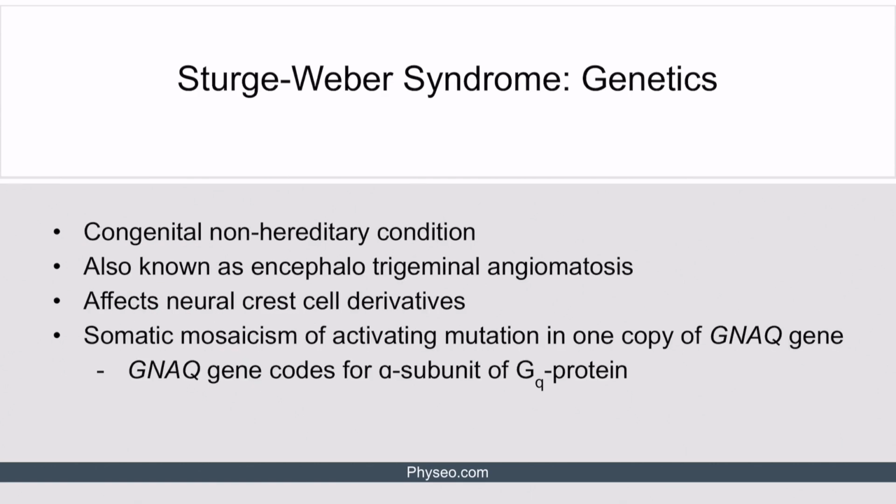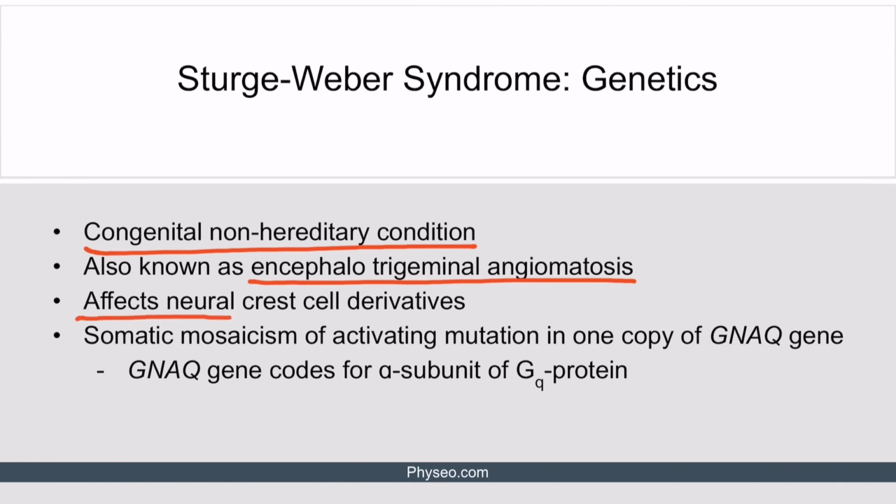Sturge-Weber syndrome is different from all other neurocutaneous syndromes in the sense that it is a congenital sporadic condition. In other words, it is not usually inherited from the parents. Instead, it is caused by a de novo mutation. It is also known as encephalotrigeminal angiomatosis because it is characterized by angiomas in the brain and on the areas of the skin with trigeminal nerve innervation.